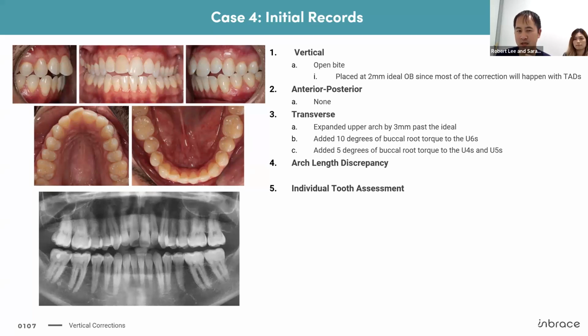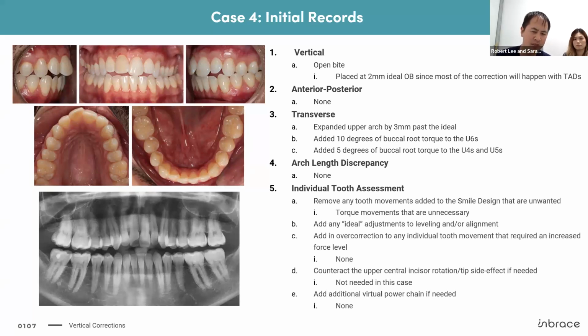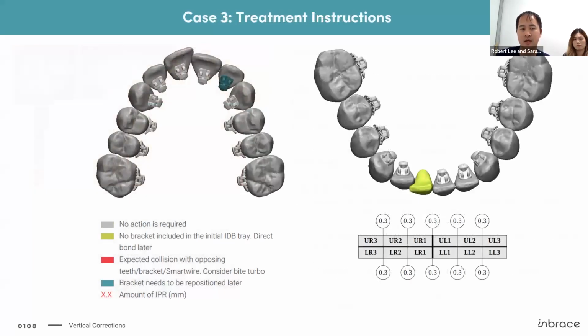but the patient was okay with having some tipping of the teeth out. We did add some buccal root torque to the upper 6s and upper 4s and 5s, so about 10 degrees to the upper 6s, 5 degrees to the upper 4s and 5s. Could have even considered doing more. That might have actually helped control this a little bit better. We didn't do any IPR at this point. And we just did our general individual tooth assessment. Nothing to note in this case.